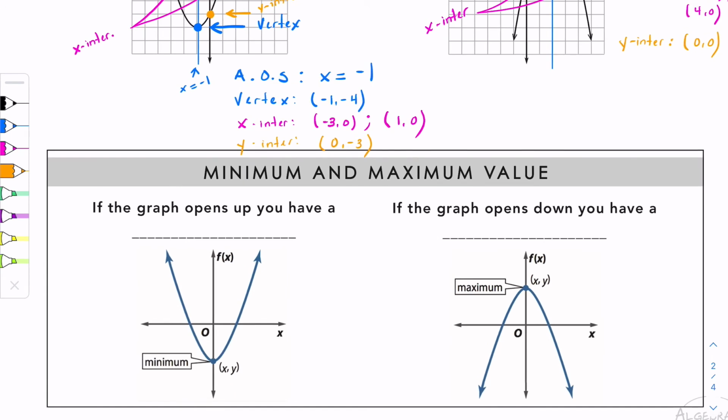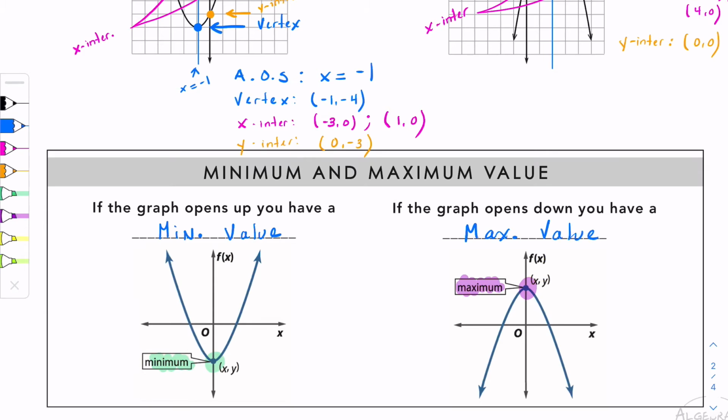Next, we're going to look at our minimum and maximum value. These are exactly like they sound. So the minimum value is the lowest point on the graph. The maximum value would be the highest point on the graph. If you have a minimum, then the graph opens up because it has a low point. If the graph has a maximum, then the graph opens down because you have a high point.